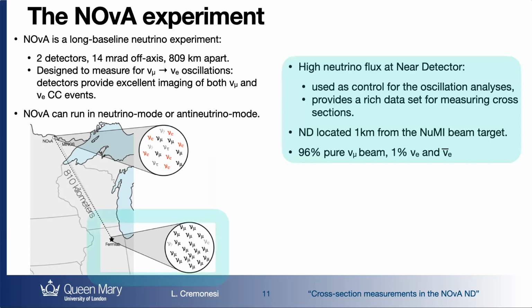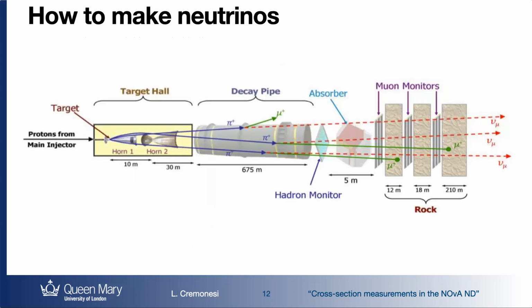But our flux at the near detector can be used to calculate these cross sections to analyze the neutrino interactions, and so this provides a rich data set that we can use for these sort of measurements. And our near detector is located 1 kilometer from the production target of the beam. So first up, how do we actually make these neutrinos?